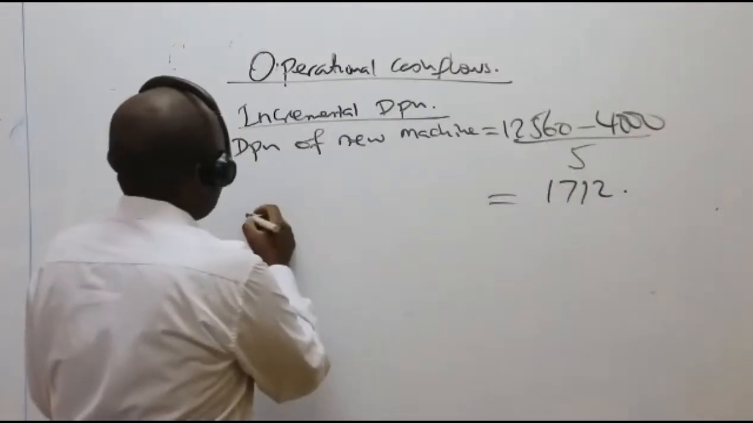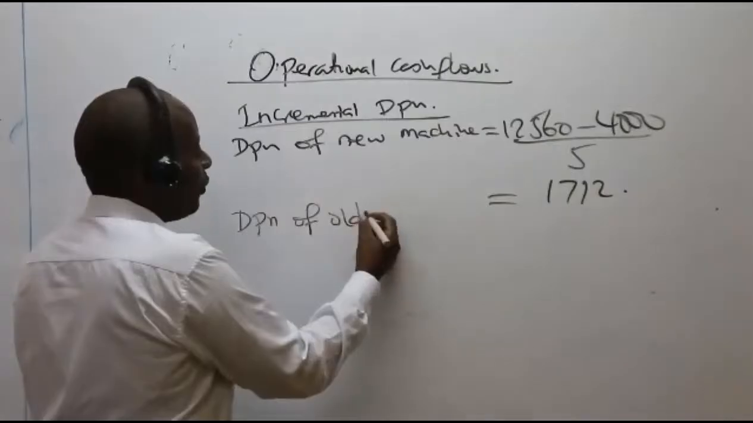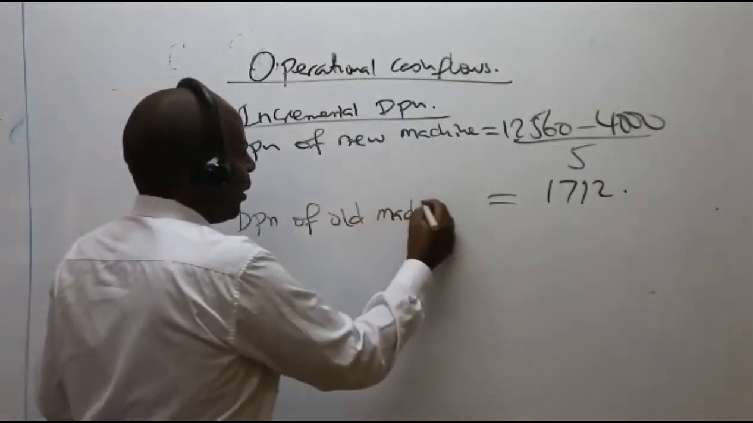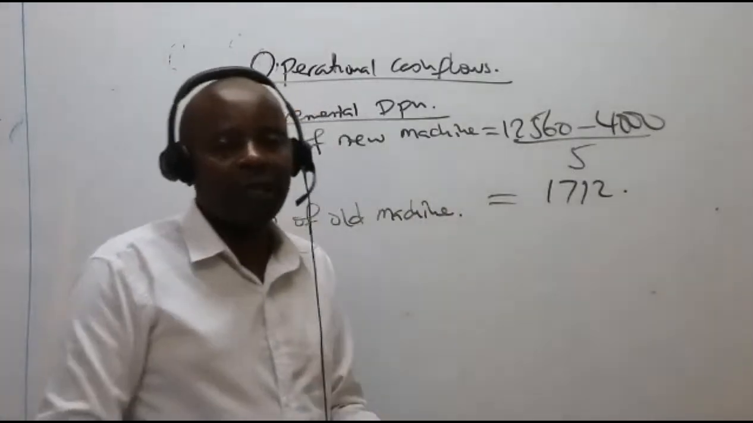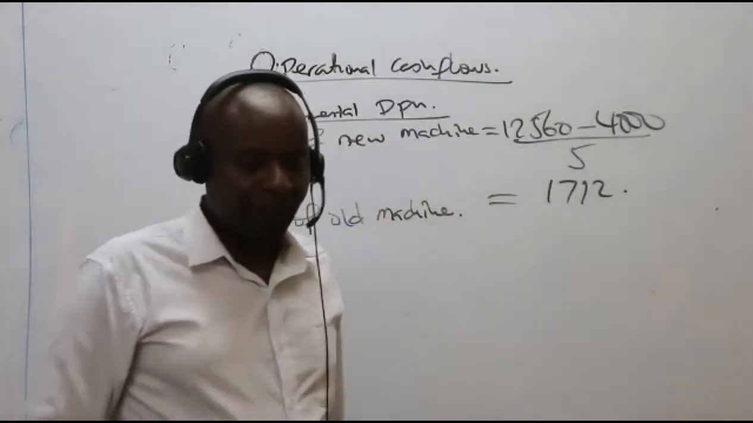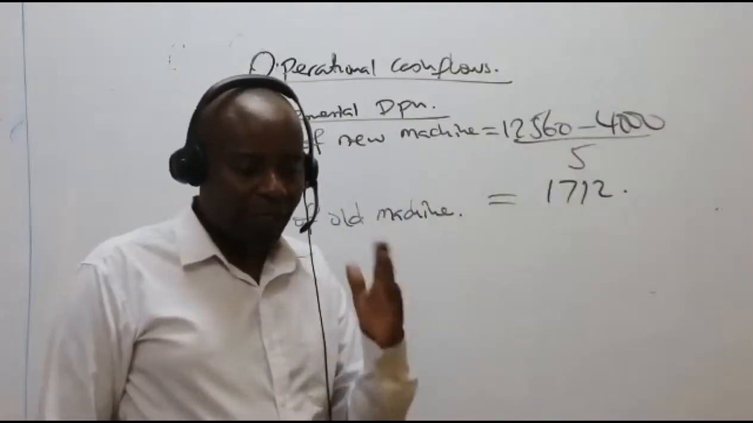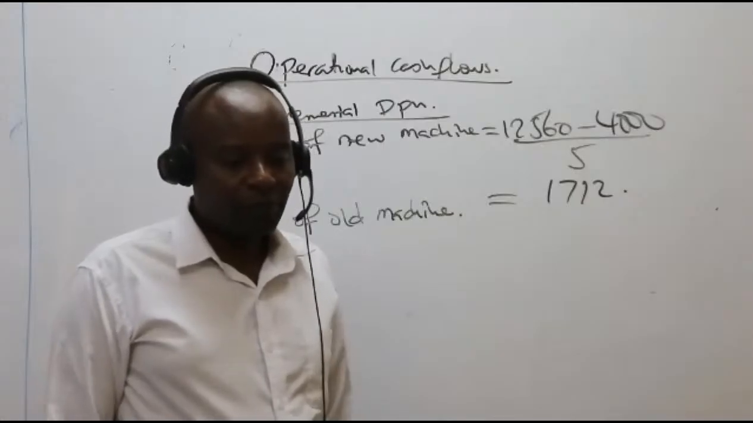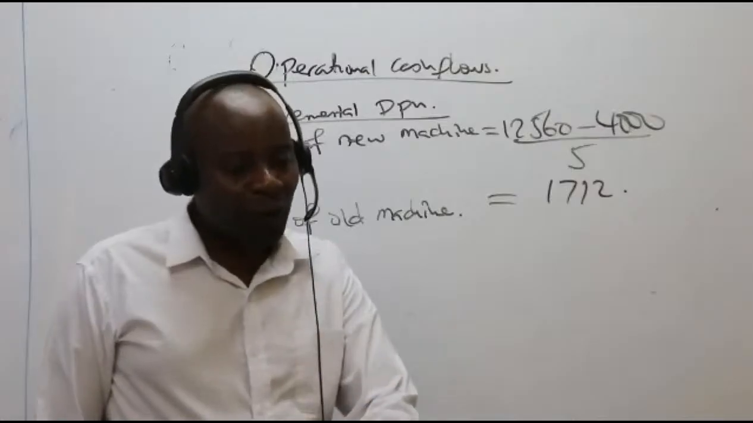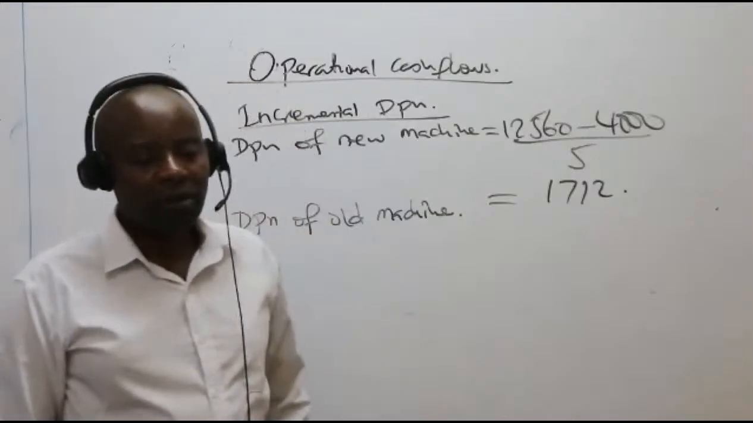From there, come and give us the depreciation of the old machine. So for the old machine, I should take what minus what divided by what? Eight minus 0 over 5, Winnie. Thank you very much for trying, but that is wrong.